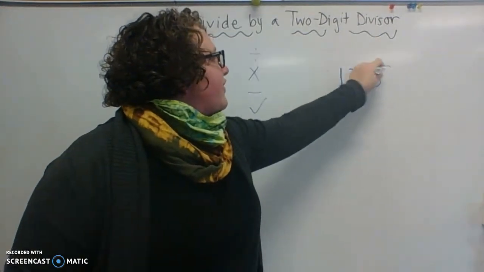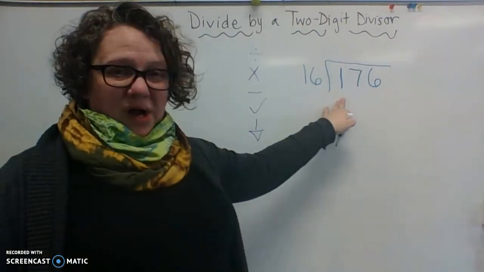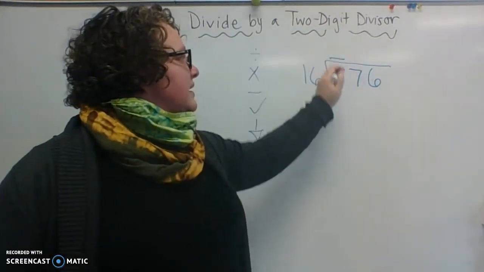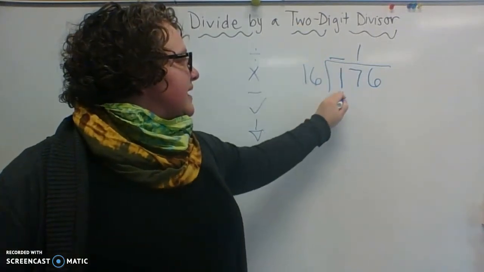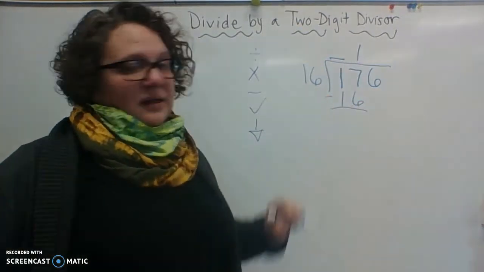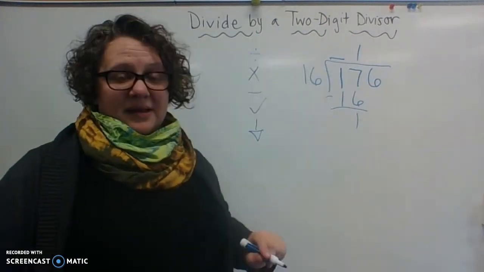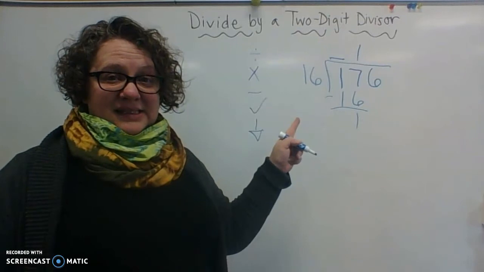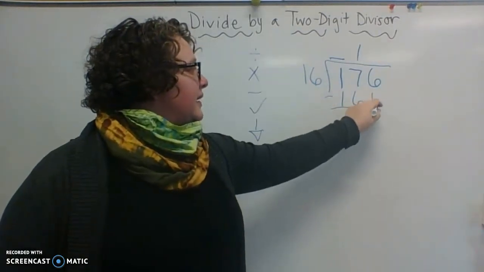176 divided by 16. So I put 16 into 1, it can't happen. 16 into 17, it goes in there one time. 1 times 16 is 16. And we subtract 17 minus 16 is 1.